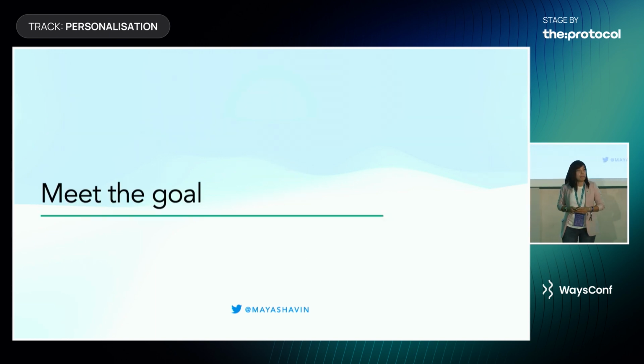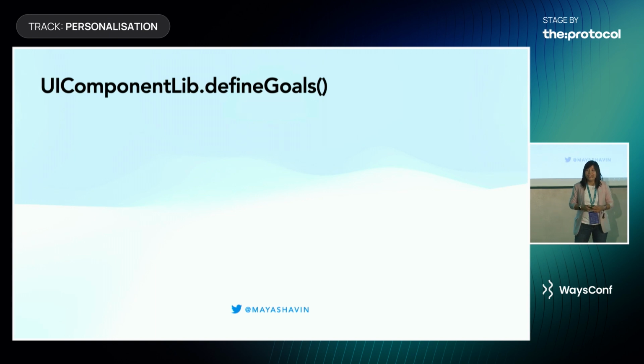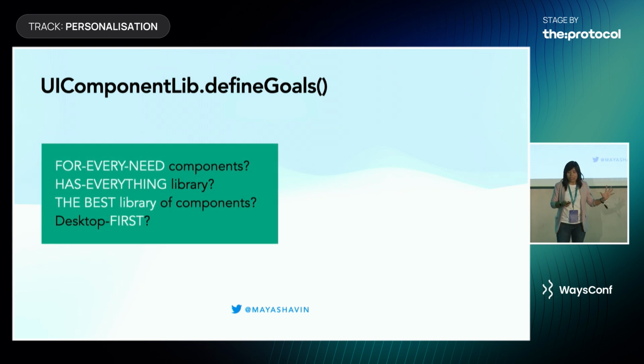The first one is meet the goal. What does that mean? It means how do I, as the author of a component library, know what the user is looking for in order to offer it? Well, the truth is you don't. Even the users don't know what they're looking for. They know they're looking for a component library, and usually they will test it until they feel it solves a very specific problem. So instead of guessing, you need to define a goal.